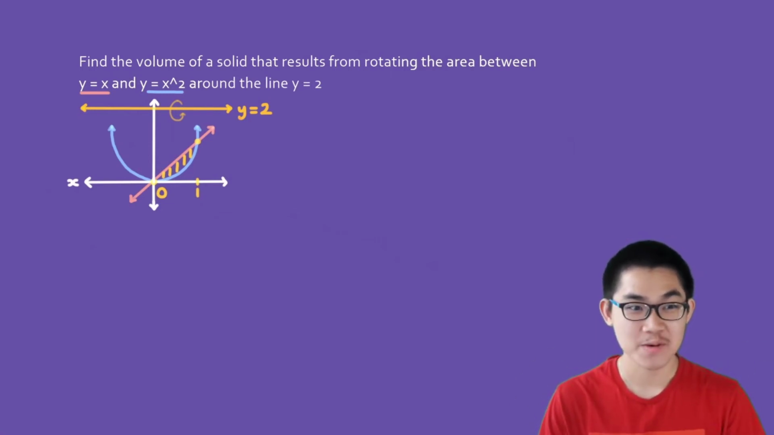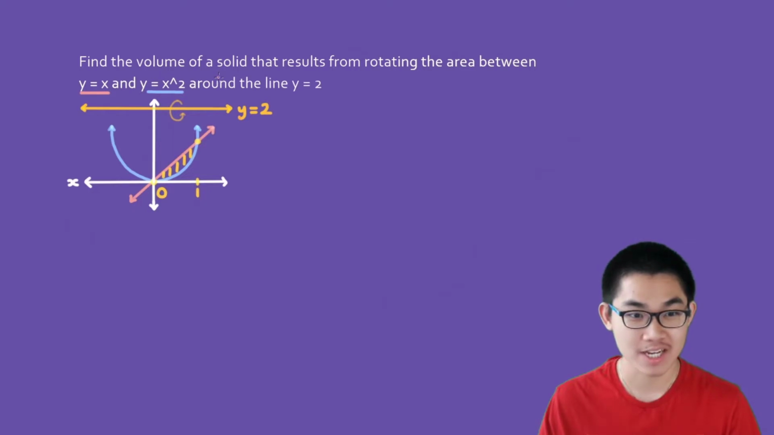In this video, we're gonna talk about solids of revolution revolving around horizontal lines above the x-axis. So let's take a look at this problem. Find the volume of a solid that results from rotating the area between y is equal to x, that's gonna be the pink line, and y is gonna be equal to x squared, that's the blue function, around the line y is equal to 2.